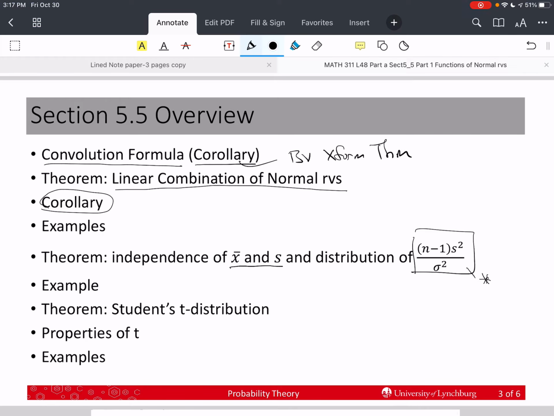We're going to do a derivation of Student's t distribution, which is very important. It's probably the second most important distribution in statistics behind the normal distribution. And then the properties of the t distribution, and some examples.